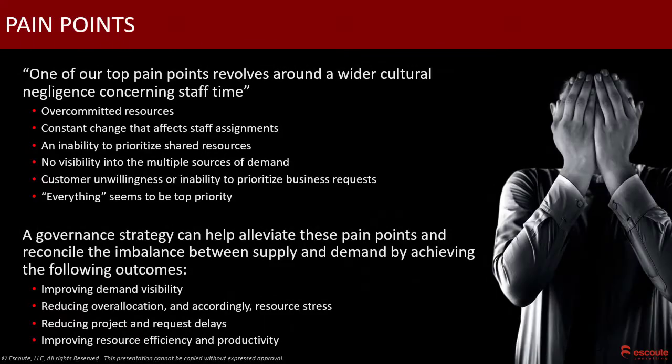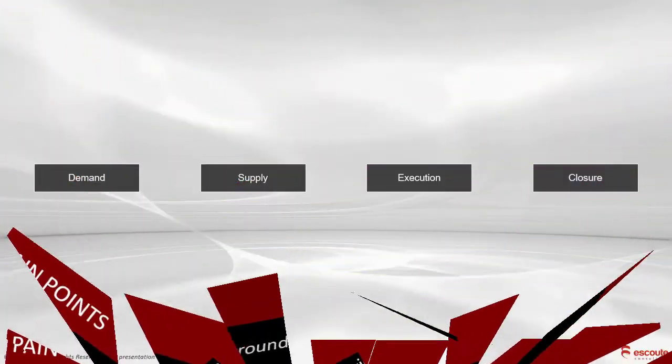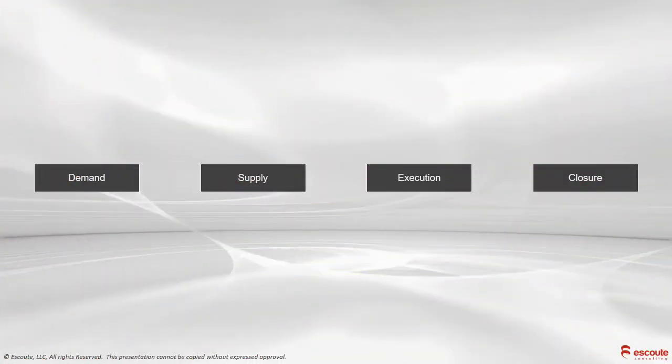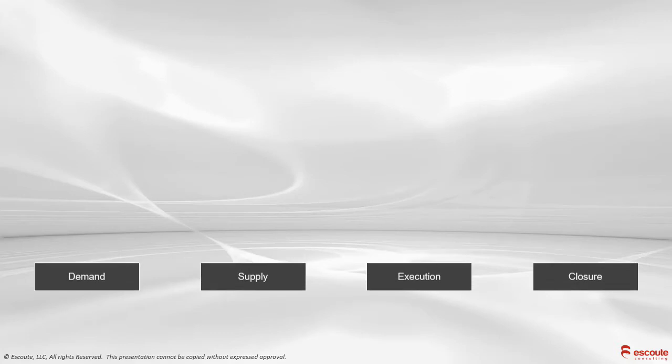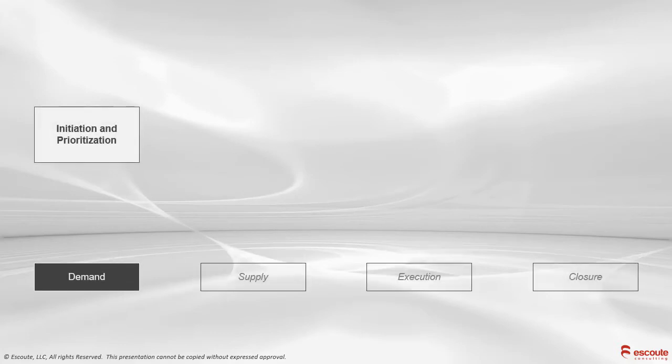Now, how do we break this thing down? This is the core of what I wanted to talk to you about today. There are basically four different components, or what I might consider phases, to the supply and demand pipeline. You've got your demand, your supply, your execution, and of course, your closure. How do we break this down into some more visibility to help you plan for these?